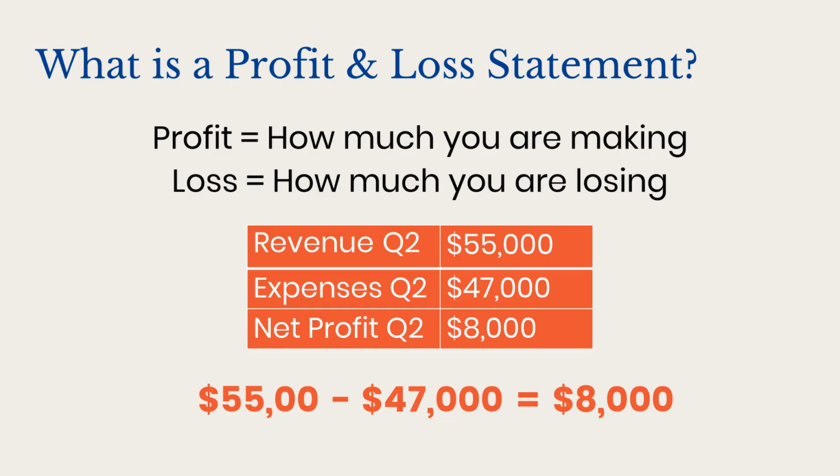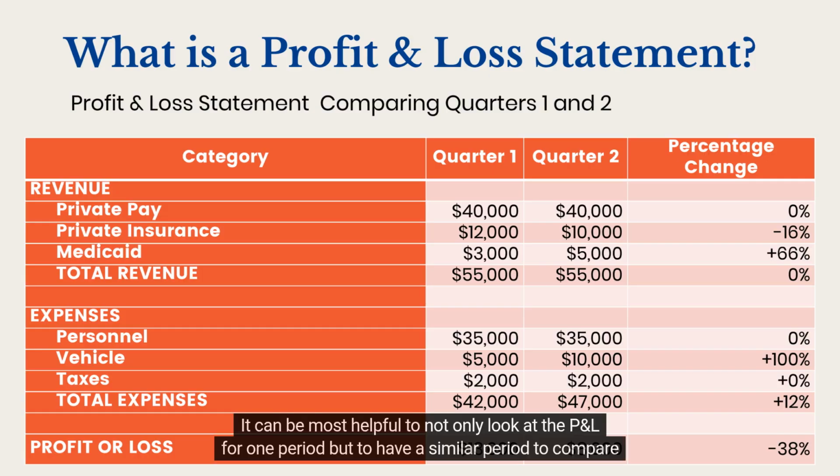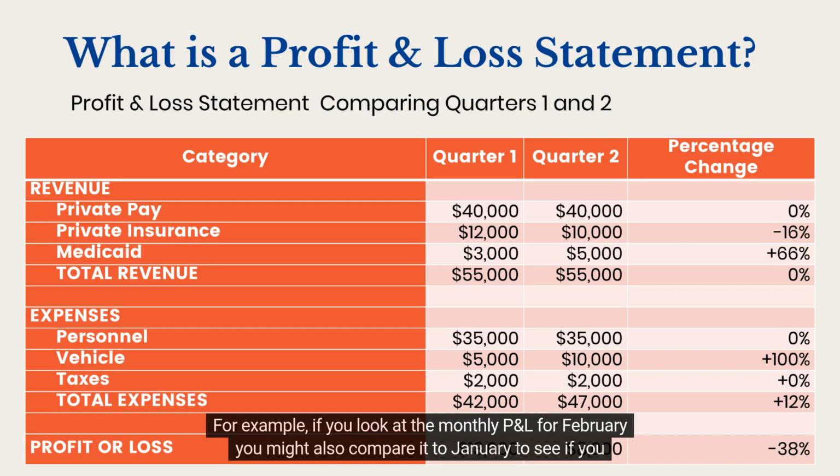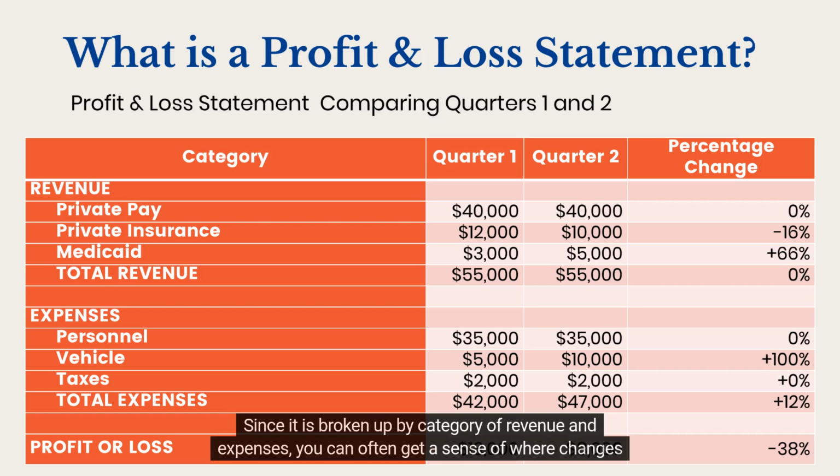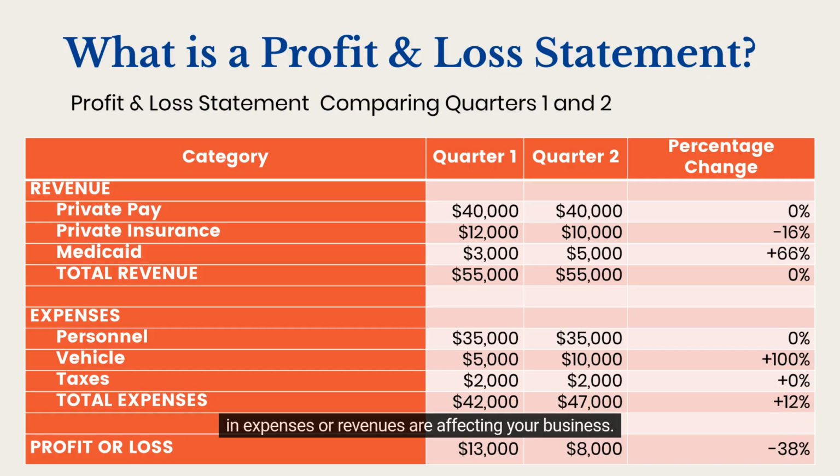The result is either a profit, when your revenue exceeds your expenses, or a loss, when your expenses exceed your revenue. It can be most helpful to not only look at the P&L for one period, but to have a similar period to compare it to. For example, if you look at the monthly P&L for February, you might also compare it to January to see if you are getting more or less profitable. In addition, the P&L statement can show you more than just profit. Since it is broken up by category of revenue and expenses, you can often get a sense of where changes in expenses or revenues are affecting your business.